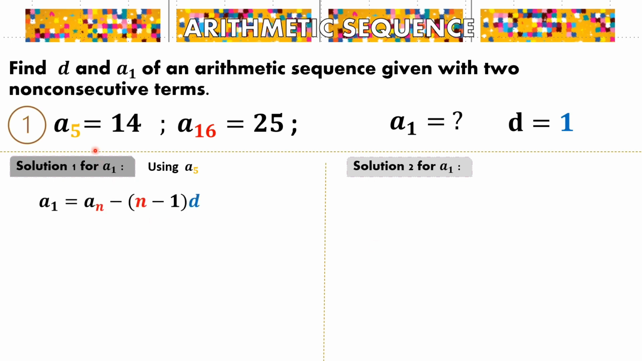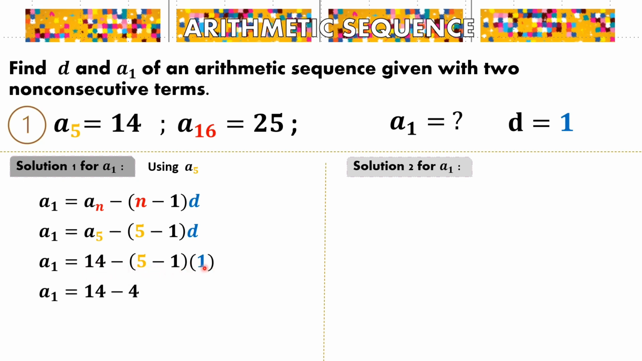Okay, so by using the nth term of an arithmetic sequence, substituting the given, we have a sub 5 minus quantity 5 minus 1, d. A sub 5 is 14 minus 5 minus 1, d is equal to 1. So 14 minus 5 minus 1 is 4 times 1 is 4. Therefore, a sub 1 is 10.